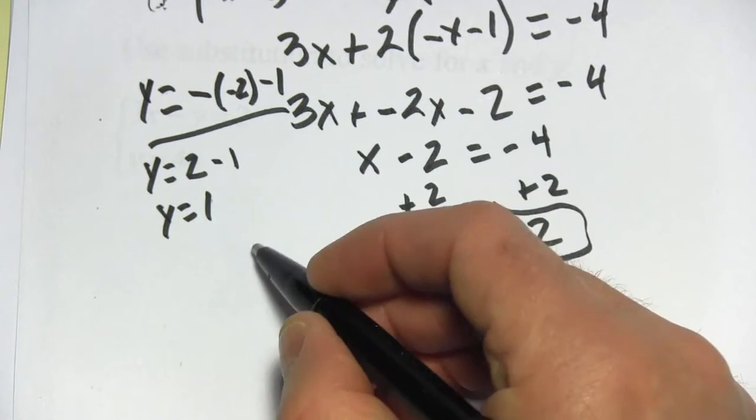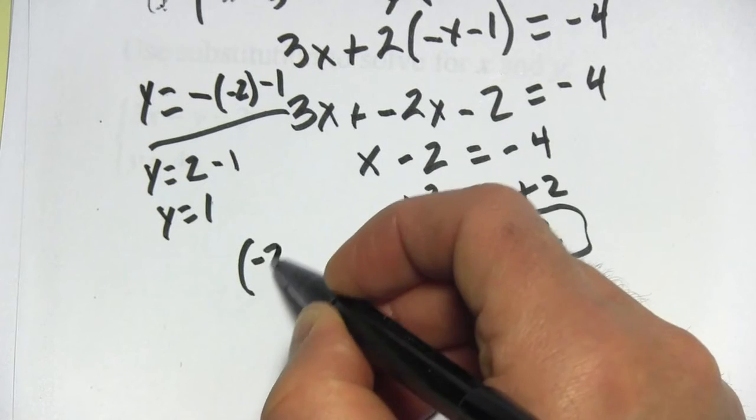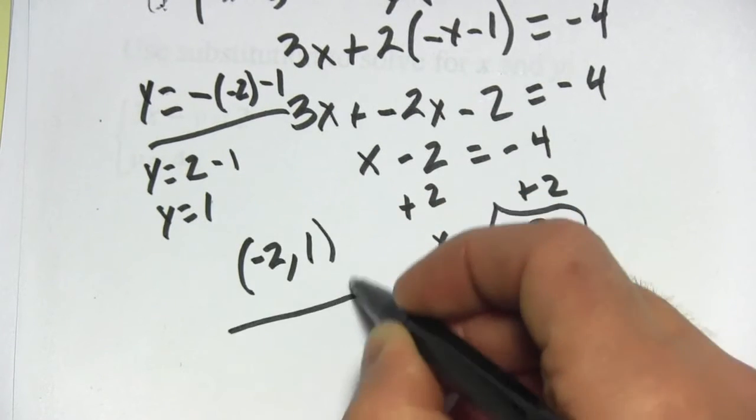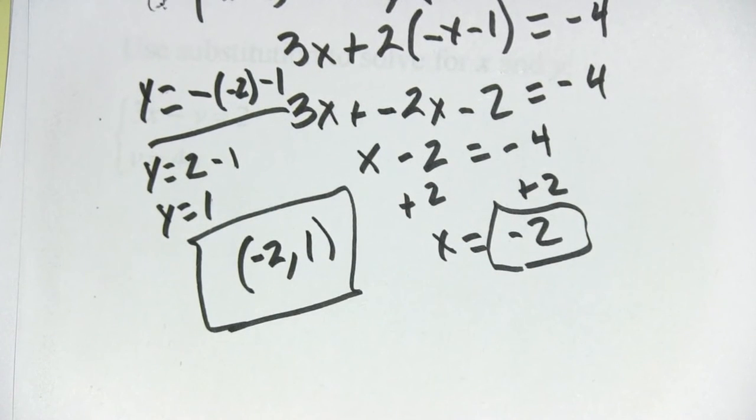And if we want to write that as an ordered pair, we'd have our x first, and then our y, and that would be our answer. So that's a little bit of work with using substitution to solve a system of equations.